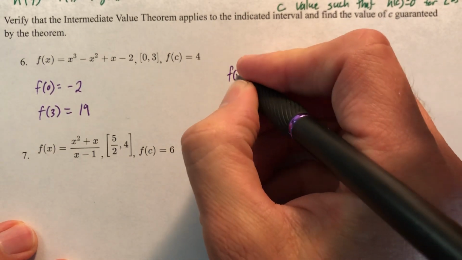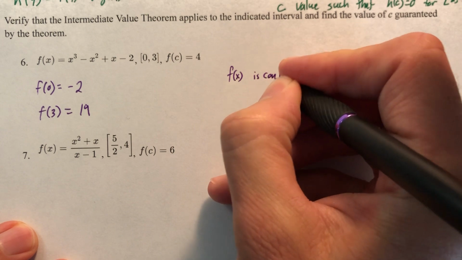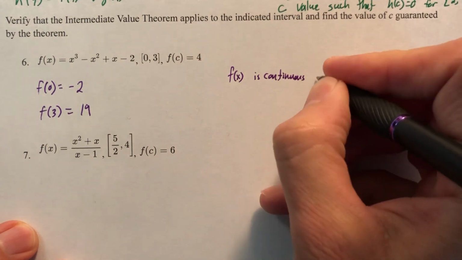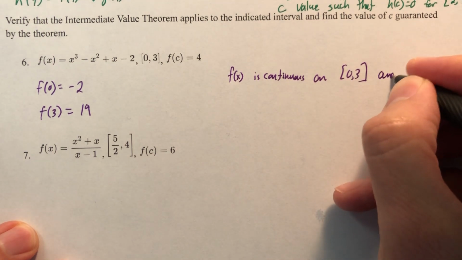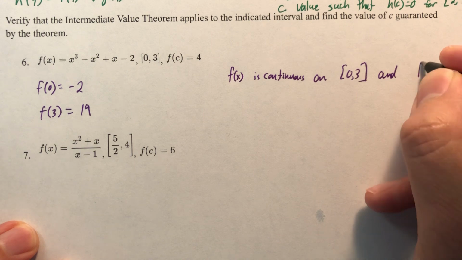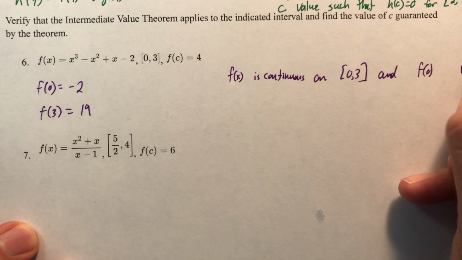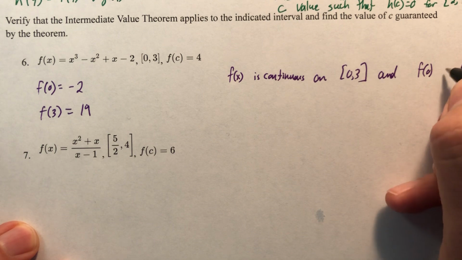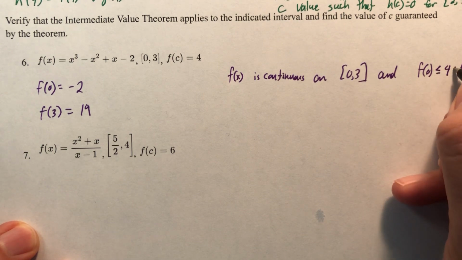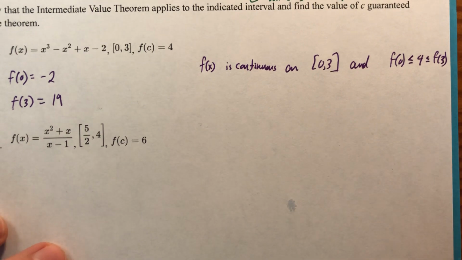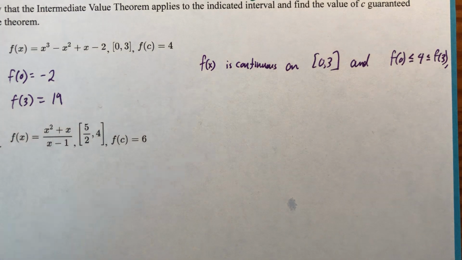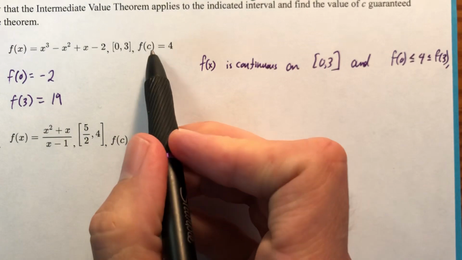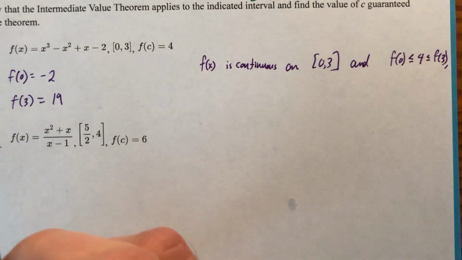Let's see. f of x is continuous on the interval from 0 to 3. It's continuous everywhere. And f of 0, f of 3, okay? And we're going to say that 4 is between them, and 4 is truly between them in that order. I put less than or equal to for both of those, but it doesn't have to be equal. Therefore, the intermediate value theorem applies, and we're also going to find the C value. We want to find out what that x value is, where that is true.